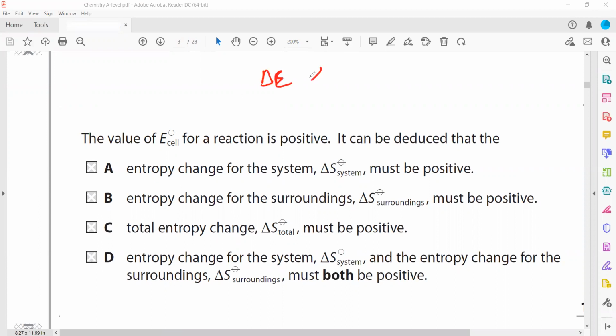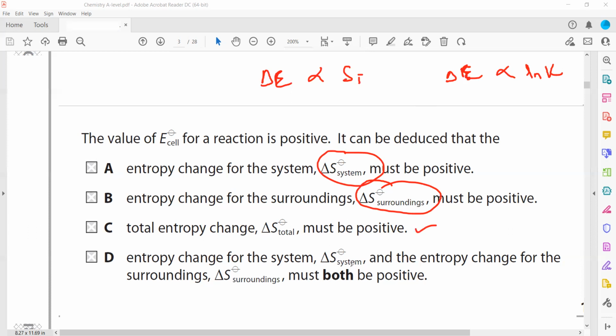is directly proportional to total entropy, and it is directly proportional to ln K. So the value is positive. It can be deduced: the entropy change of a system must be positive. That's not complete. Not about the system, it is the total. Entropy change of the surroundings must be positive. That's not correct. Total entropy should be positive.